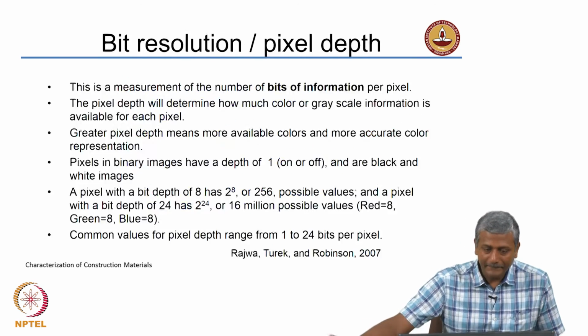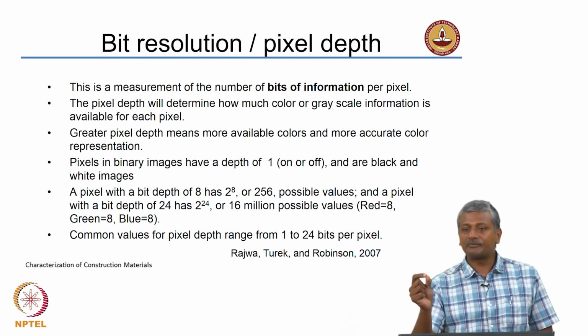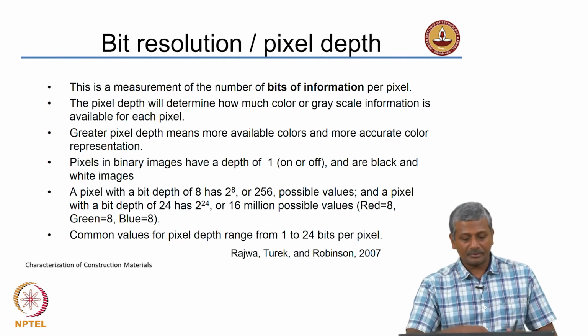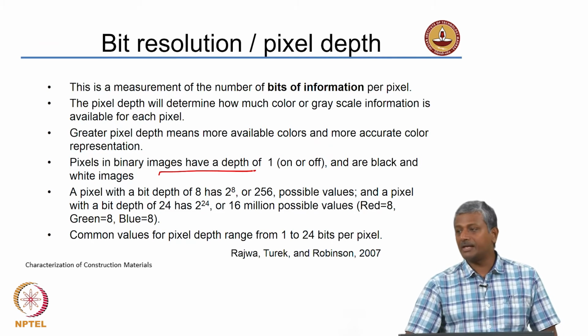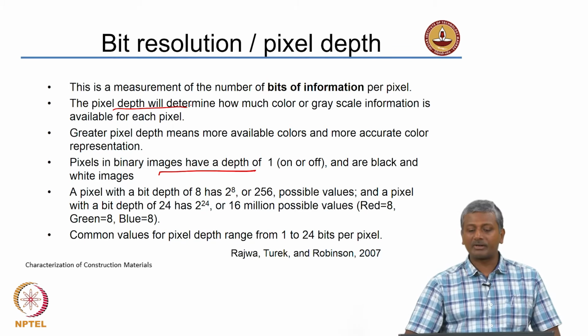Again, bit resolution or pixel depth is a measurement of the number of bits of information per pixel. Please remember, if you have a single bit in a binary image, you only have either black or white. So pixel depth basically determines how much color or grayscale information is available for each pixel, right. Greater depth means more available colors and more accurate color representation.